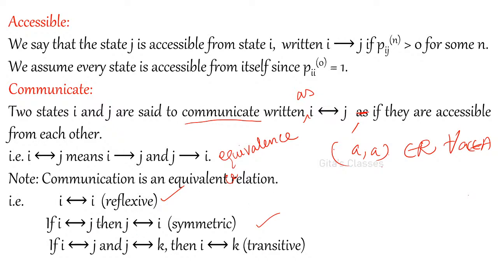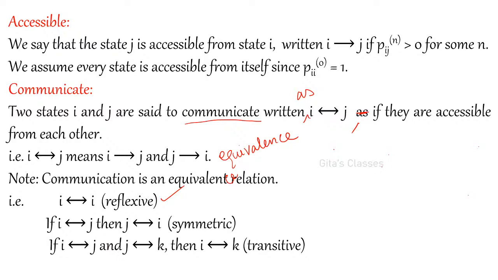Then if I communicates with J and J communicates with I, then it is said to be symmetric. That is, if this is possible, then this should also be possible. If you have a path from I to J and J to I, definitely you can write J to I and I to J also. It is also possible, right? By seeing that itself we can say, if you can go from I to J, definitely you can go from J to I also. That is the meaning.